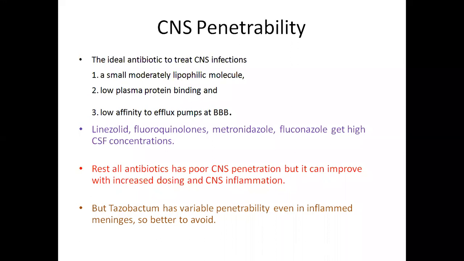So in meningitis, we prescribe ceftriaxone as the empirical choice. Only in case of active inflammation is there some amount of penetration. Even though it is much lower than the serum levels, that is sufficient for bactericidal activity in meningitis. And as previously discussed, the main problem is with tazobactam. Piperacillin has a similar spectrum of penetration in inflammation, but tazobactam has variable penetrability in inflammatory meningitis. So until we have robust data, it's better to avoid piperacillin-tazobactam when you suspect meningitis.